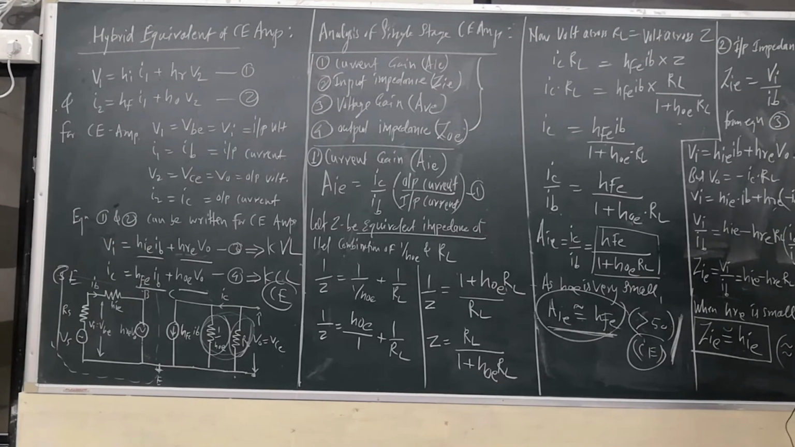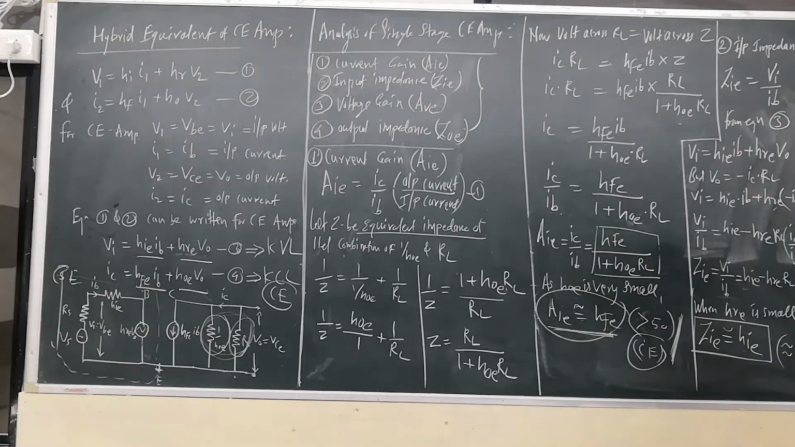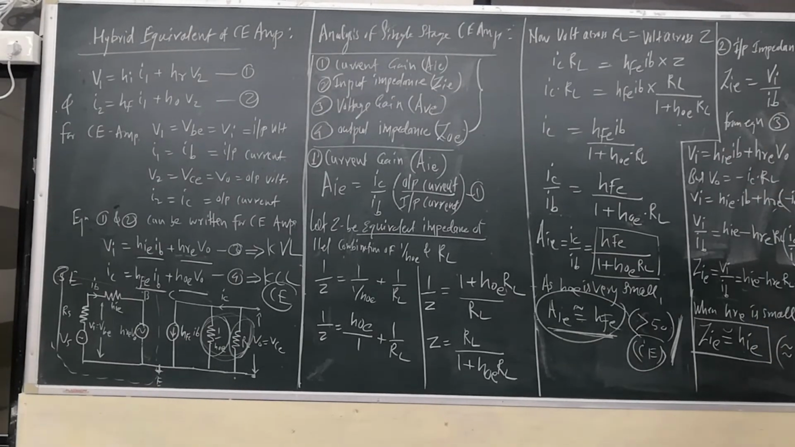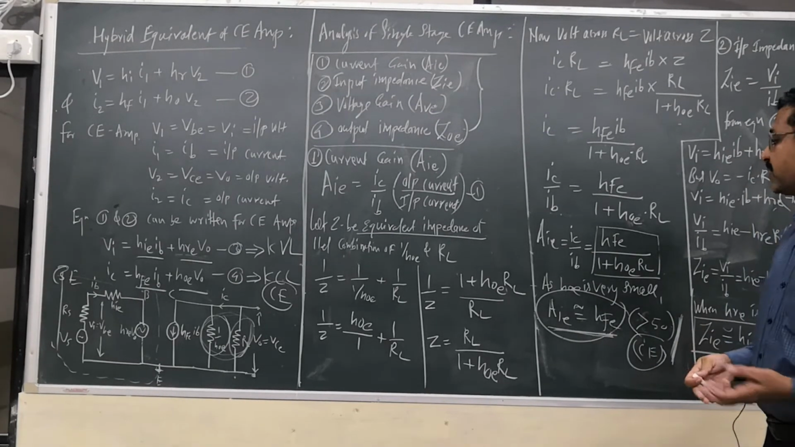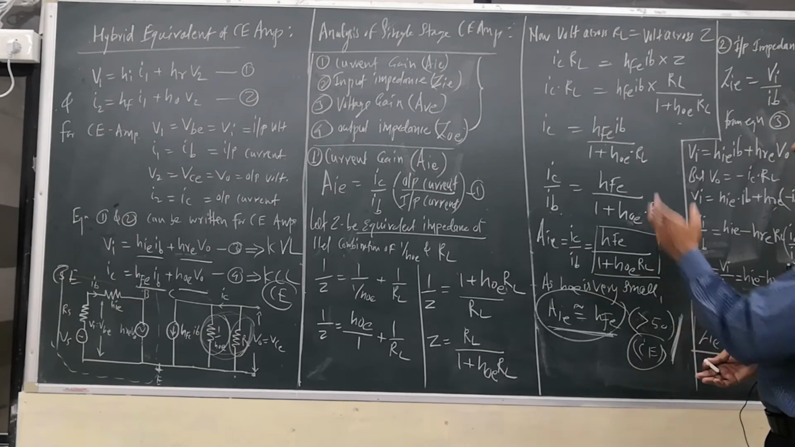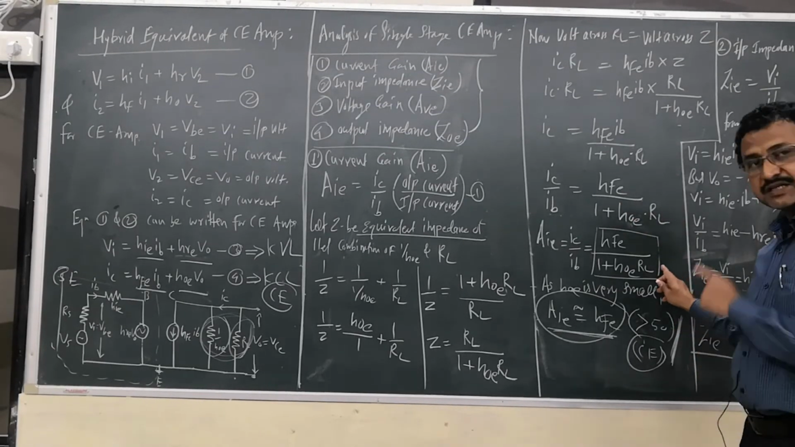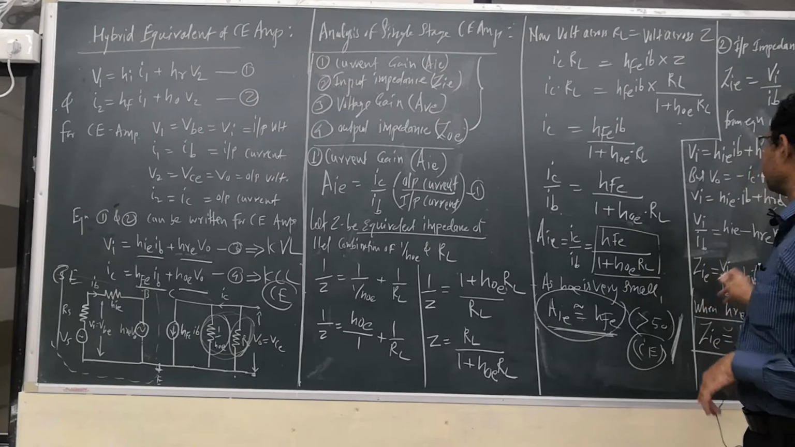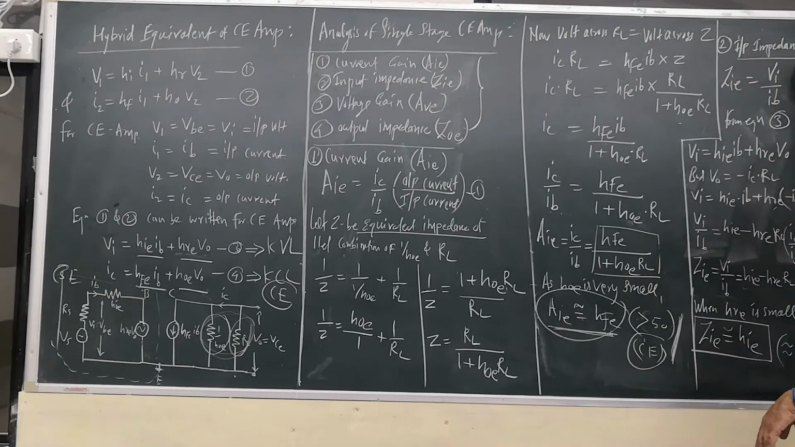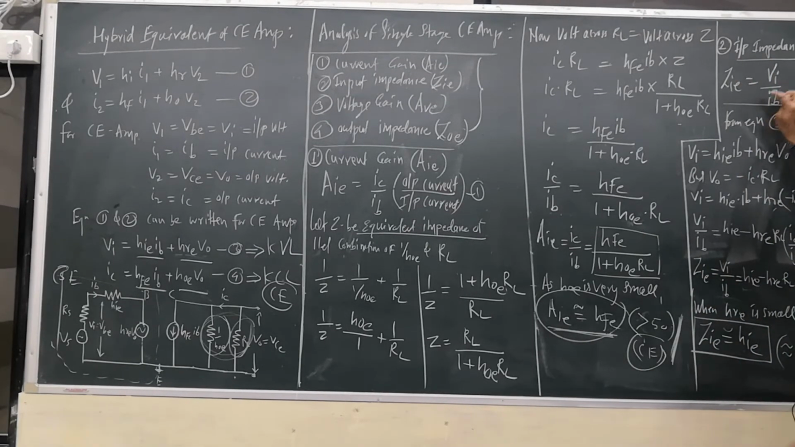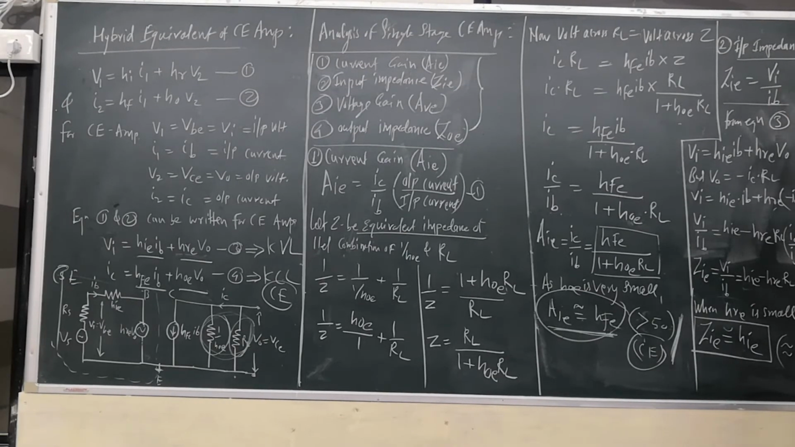But this is not sufficient for us, because we have to find the value of the input impedance in terms of H parameters, just as we have already found the current gain in terms of H parameters. The input impedance is, by a simple definition, the ratio of input voltage to input current. So this is ZI.